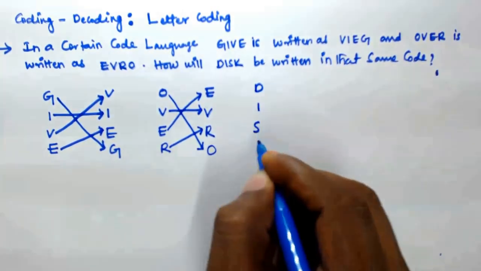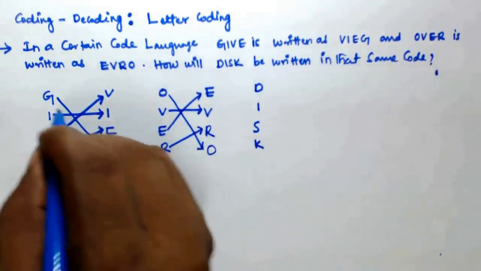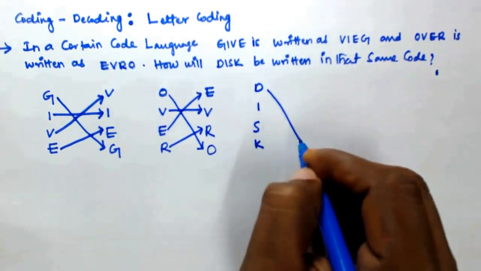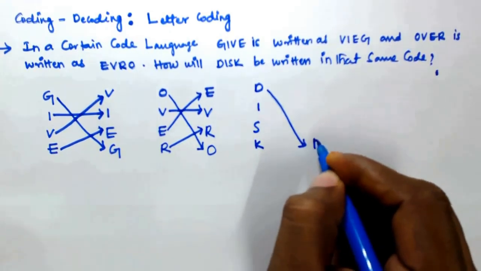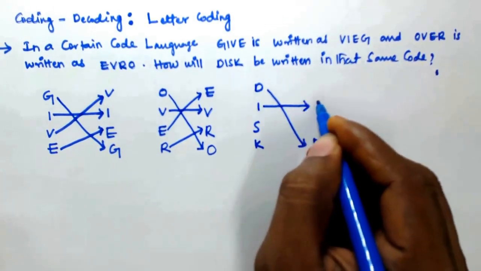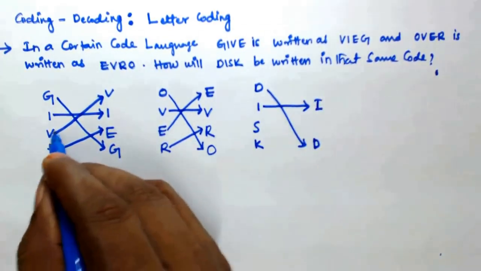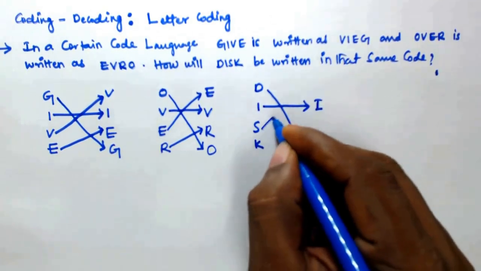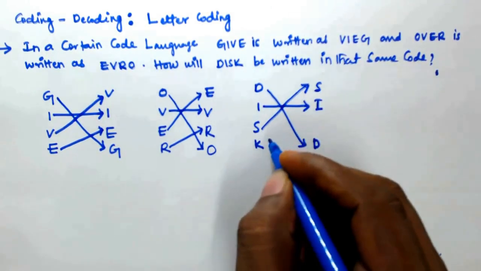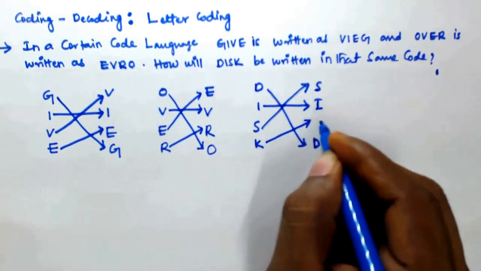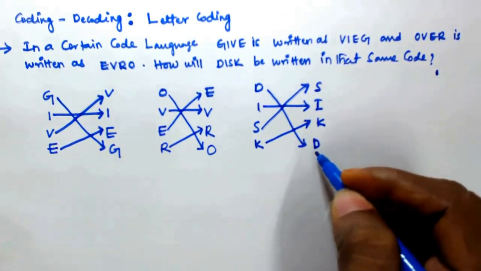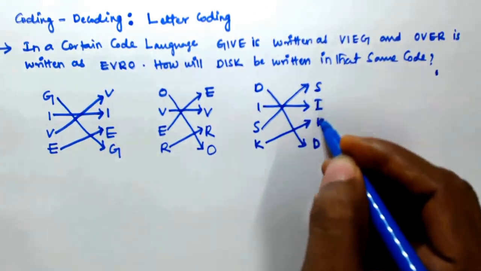So DISK. The first one is moved to the fourth position in both these coding letters. So that's why the first one is going to be moved to the fourth position, and the second one in both cases is in the second position only. So this I is here only, and the third one is moved to the first position. So that's why S is going to be moved to the first position, and the fourth one is moved to the third position, right? So that's why K will come here. So that means DISK is coded as SIKD.